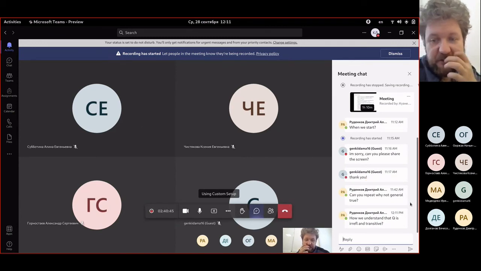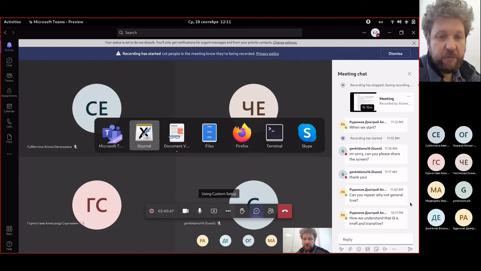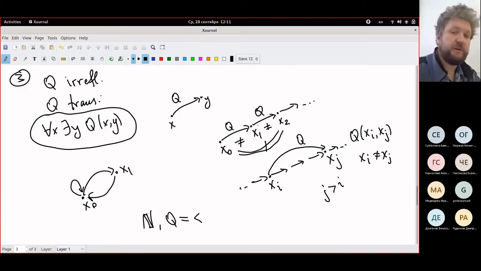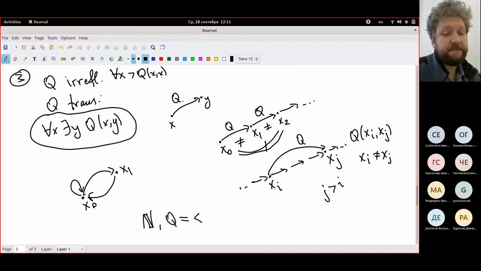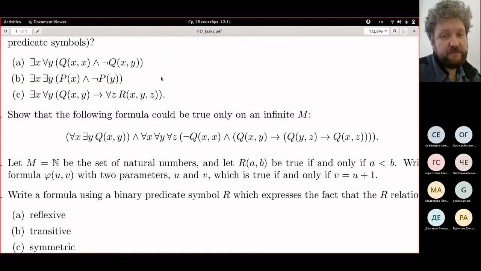How do we understand that Q is irreflexive and transitive? Well, let's just write this down. It says that for all x, not Q(x,x). This is irreflexivity, and here we have it explicitly. It's postulated in our formula. And the same for transitivity.